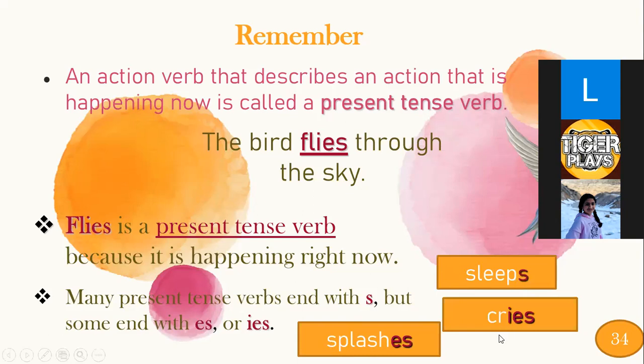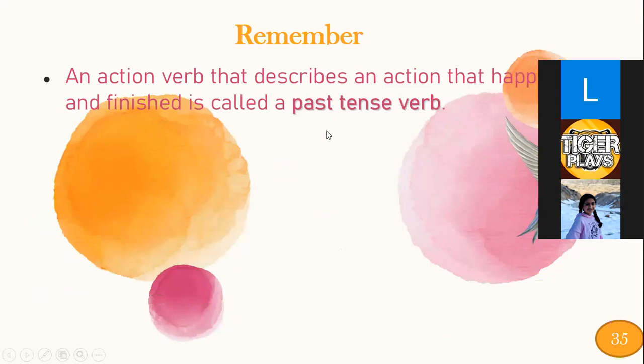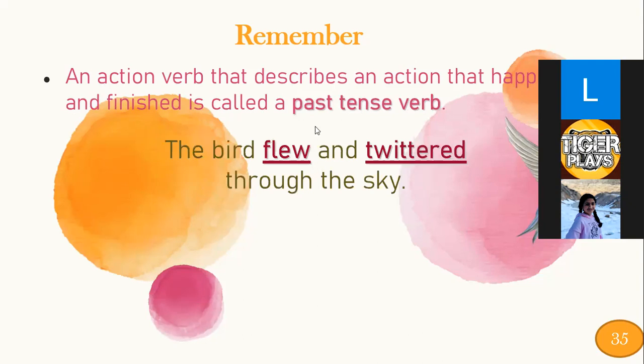Cry ends with y, and notice that before the y we have a consonant letter r, so we have to cross out the y and add I, E, S. Okay? And if the action verb, I'm still talking about the verbs that express action, is talking about an action that happened and finished, we say that it is a past tense verb. Example: the bird flew and it twittered through the sky.